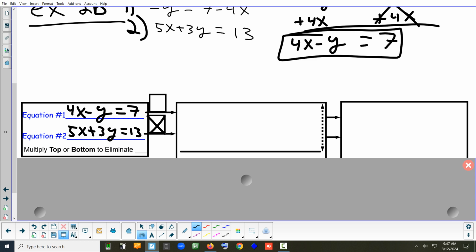You're always going to multiply the top one by a number. Now, look at the y's. What number is in front of y in the bottom? 3. So what number do you need in front of y in the top one? You need a negative 3. So what could you multiply this by and get? 3. Yeah, we're going to multiply it by 3.